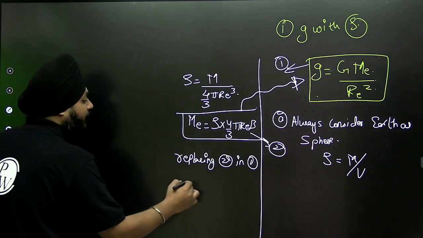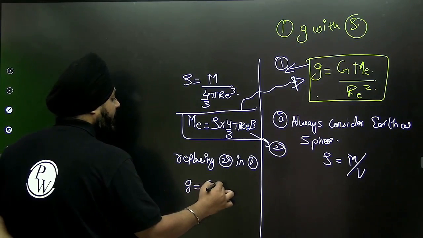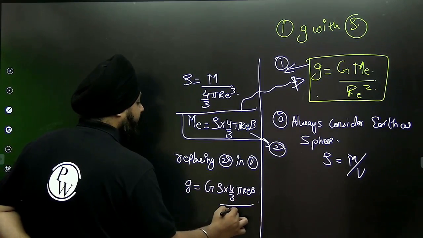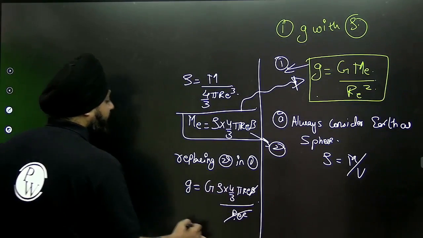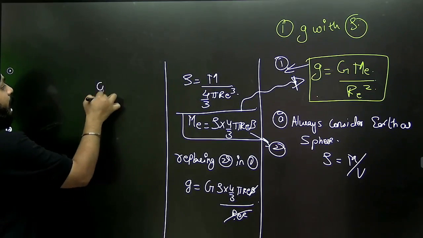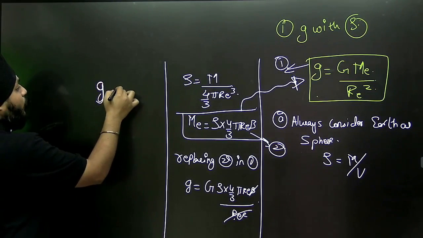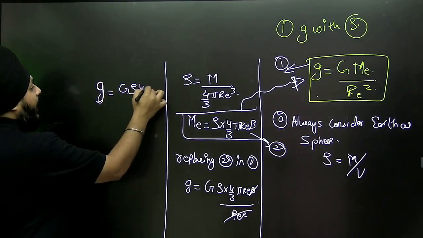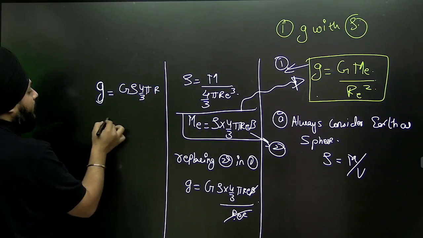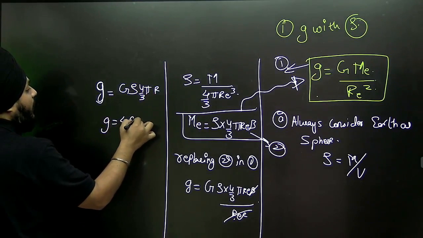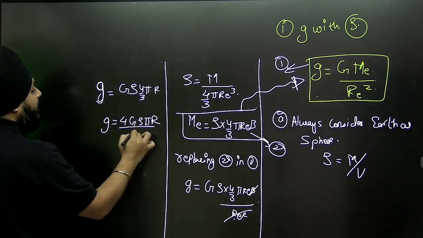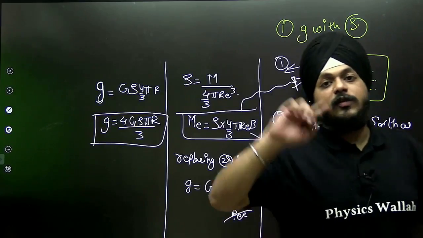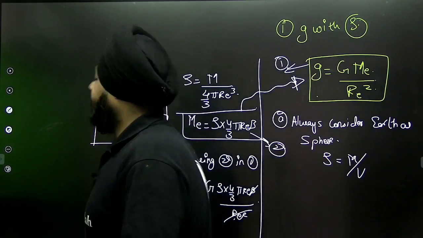We are getting the value of the gravitational acceleration g as G times density times 4/3 pi r_e cubed, whole divided by r_e squared. This is going to cancel, right? So this small g is equivalent to G rho 4/3 pi r, that is 4 G rho pi r by 3. This is the variation of g with respect to the density of the planet.